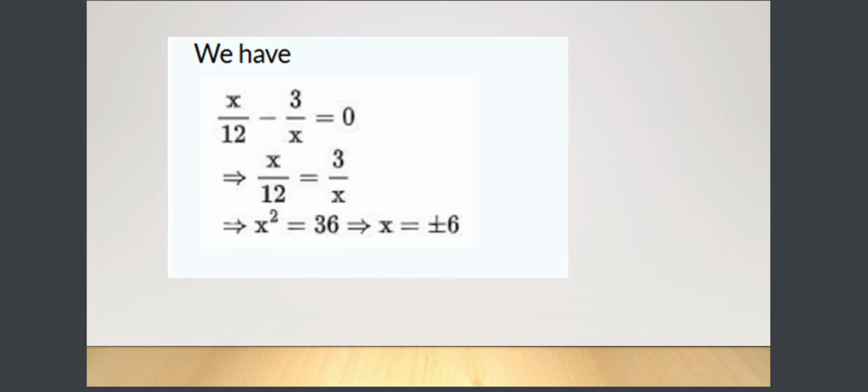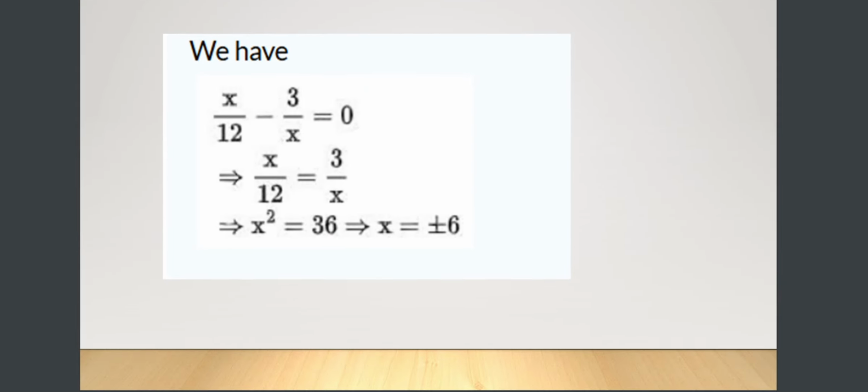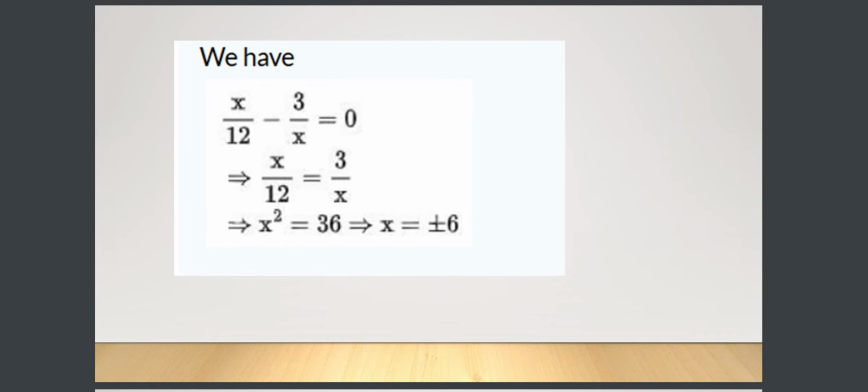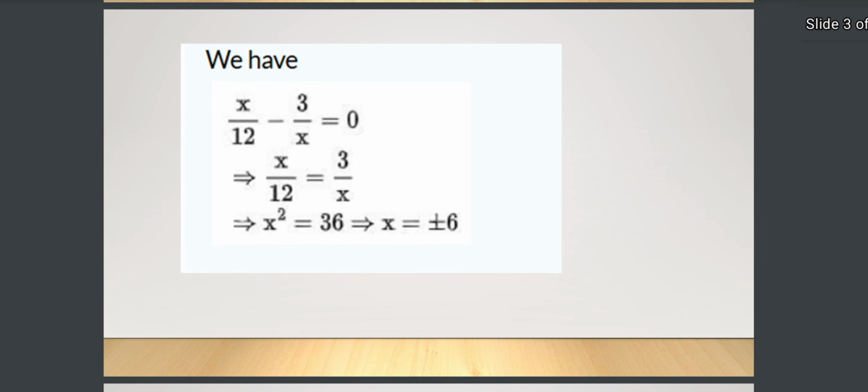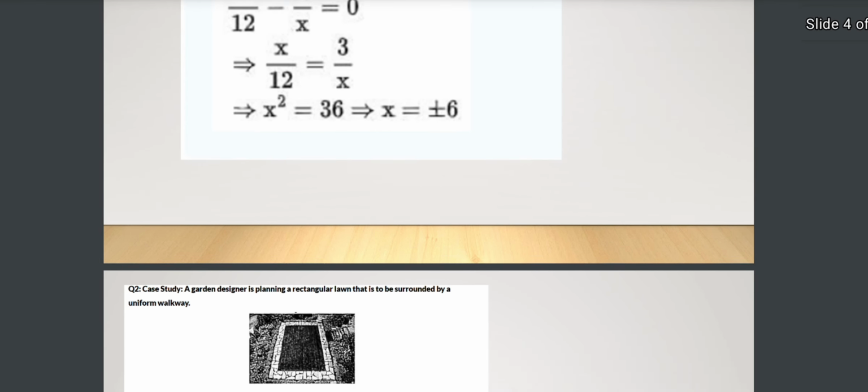In this question, minus 3 by x, if it goes to the right of the equals to sign, becomes plus. So x by 12 equals 3 by x. If you cross multiply this, you will get x square equals 36. That is, x equals plus minus 6. I hope this question is clear. So move to the next question.